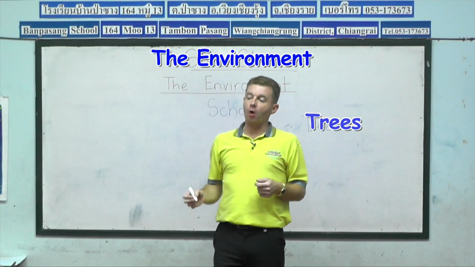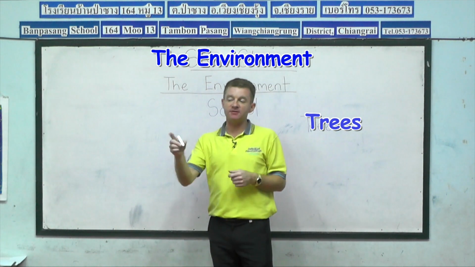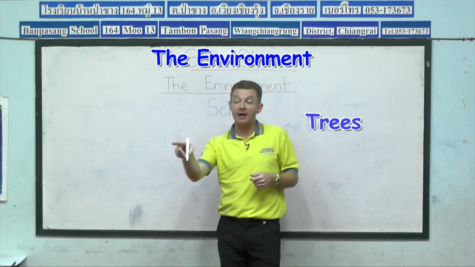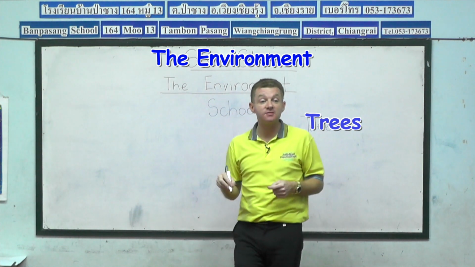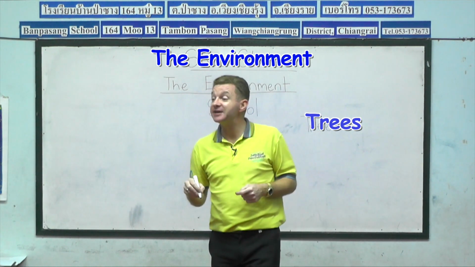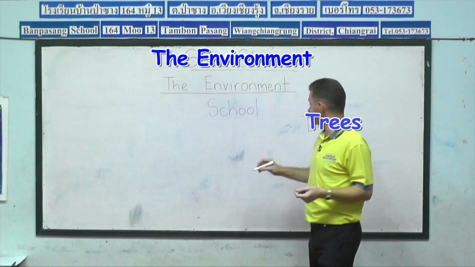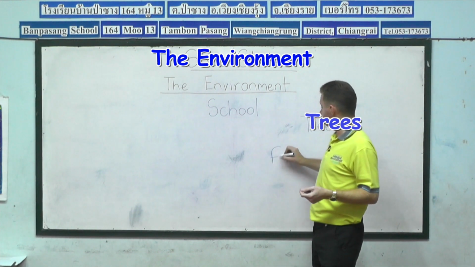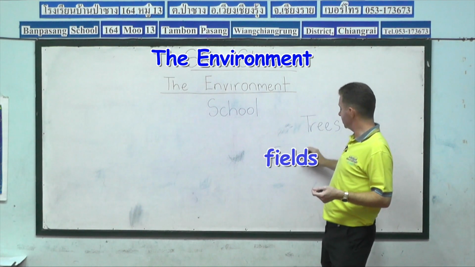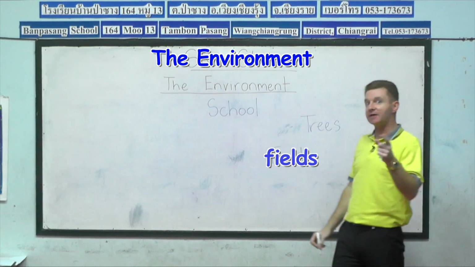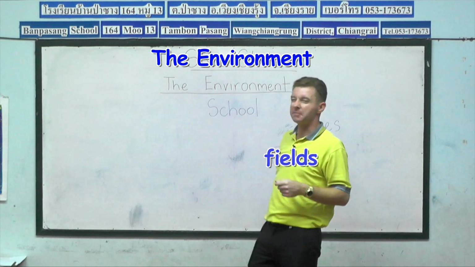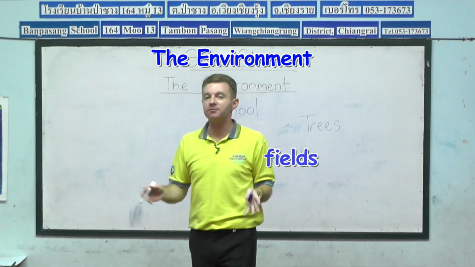Yes, rice is growing, but where is rice growing? Rice isn't part of the environment, but where it grows is, rice grows in the fields. So we've got fields where there are rice crops. Fields are an example of our environment. Trees and fields, natural. School, man-made. So there are different types of environments.